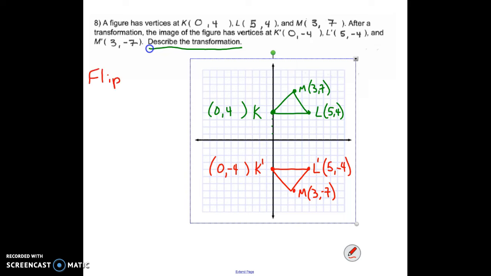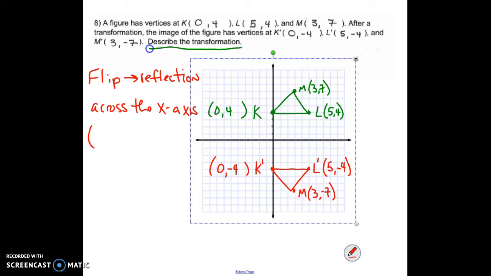A flip is a reflection. And specifically, I'm reflecting across the x-axis, right? I'm flipping from the top over the x-axis to the bottom. That's all it says. Describe the transformation.